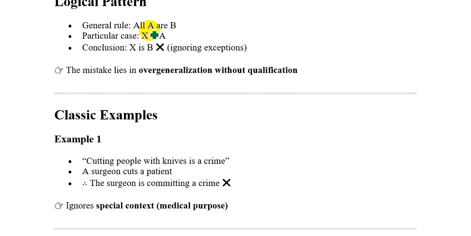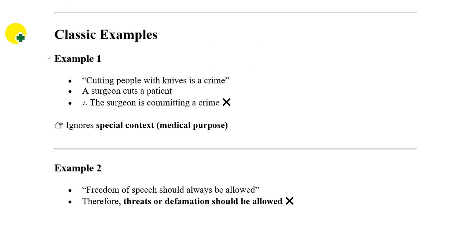A general rule would be all A are B. A particular case would be X is A. The conclusion is therefore X is B, ignoring the exceptions. This mistake lies in overgeneralization without qualification. Another classic example would be: cutting people with knives is a crime. A surgeon cuts a patient, therefore the surgeon is committing a crime. This ignores the special context of medical purpose.